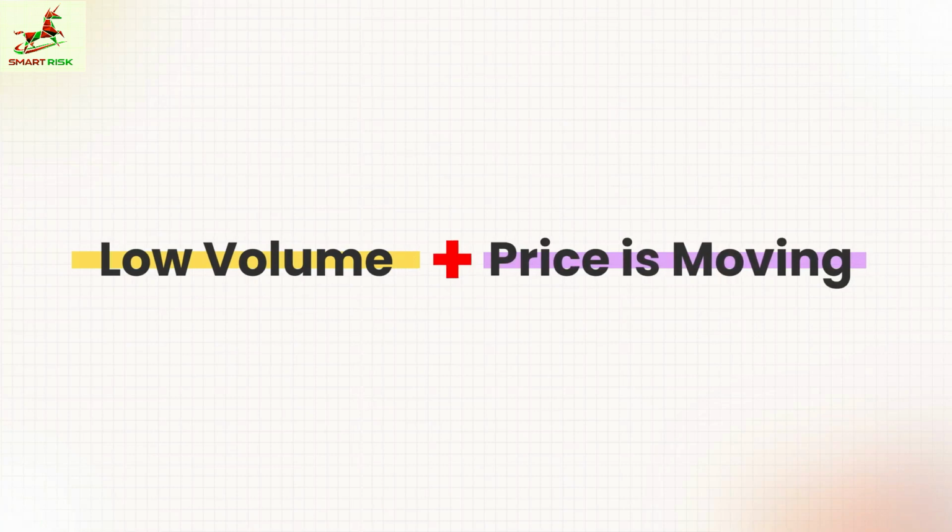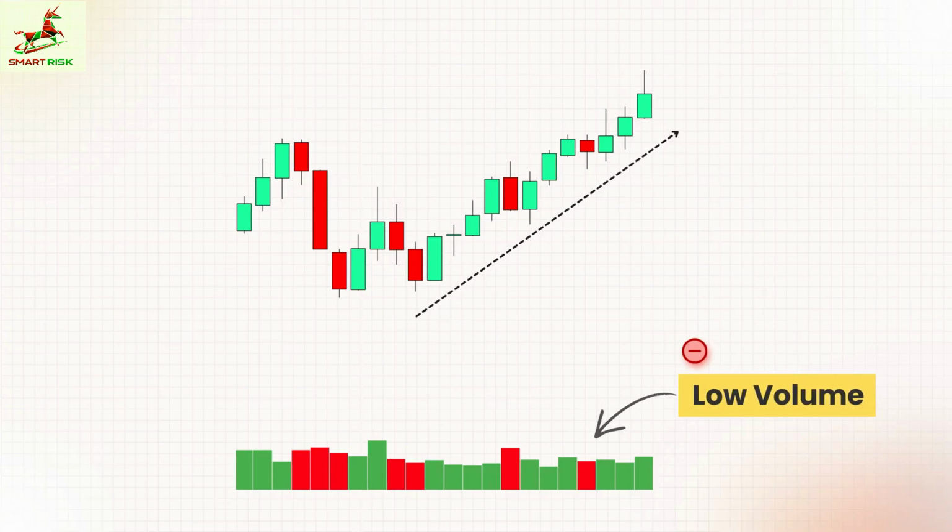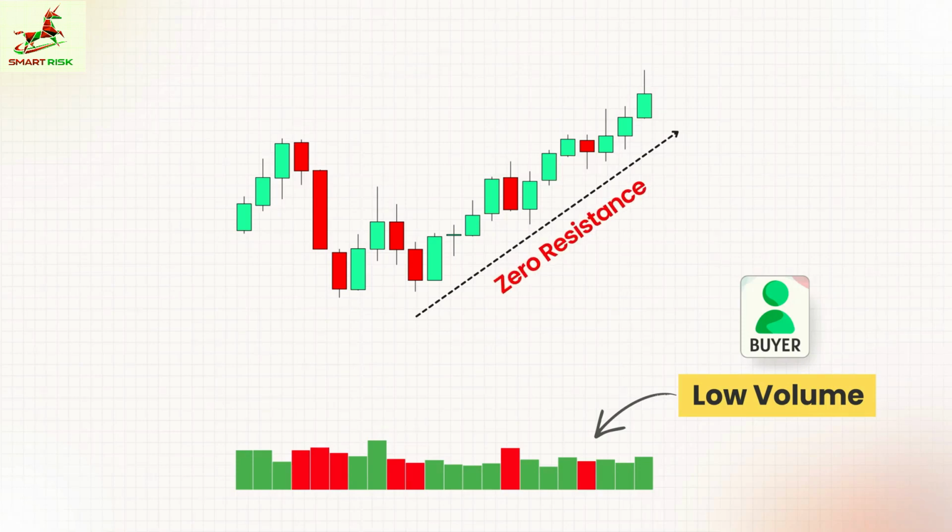Scenario number 3, low volume plus price still moving. In this third scenario, if price is steadily moving up on the chart but volume is very low, it doesn't mean buyers are super strong. It actually means sellers have completely disappeared from the market. Nobody is willing to sell at these levels, so price faces zero resistance on its way up and moves higher with very little effort. This condition is called no supply.